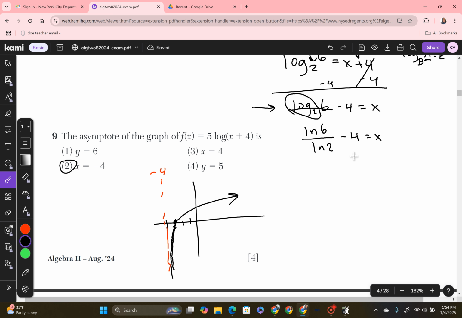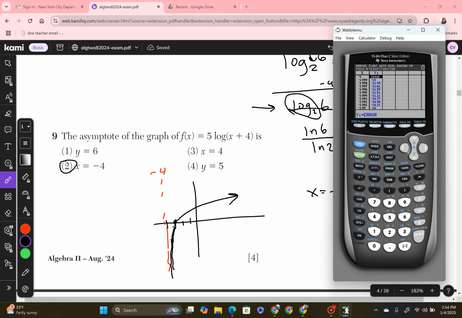But it's x equals -4. It is not y equals -4. And I can prove that to you, because if I went over here to y equals and I put in -4, you'll see that it is not a vertical line. It's a horizontal line. Let me just show you that.